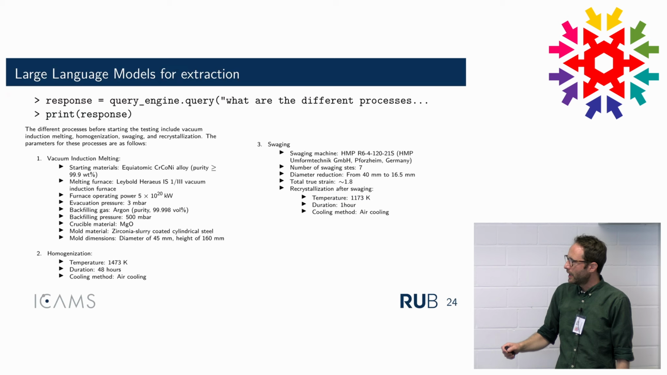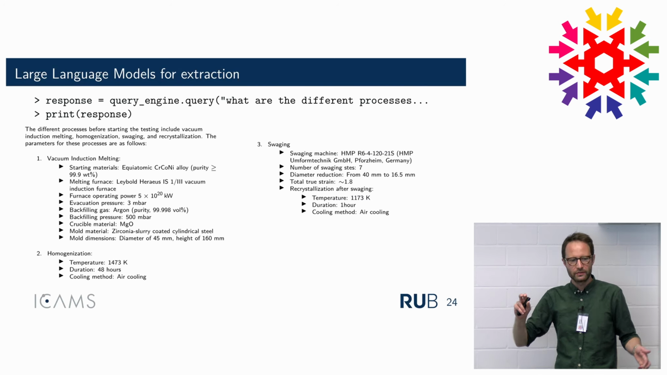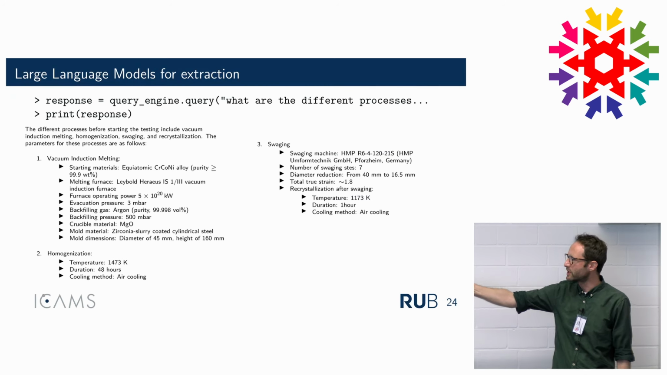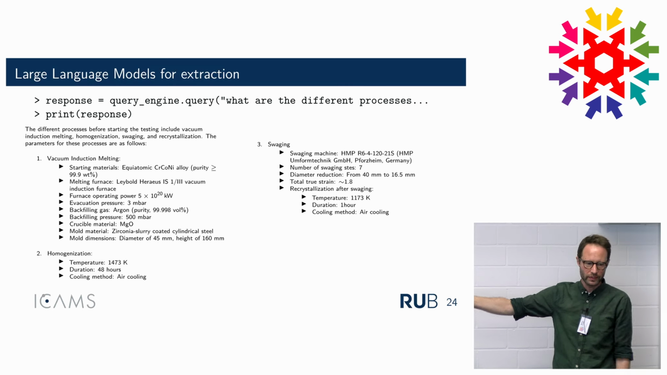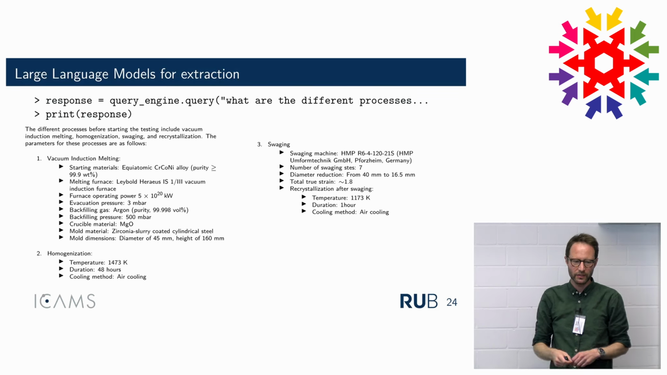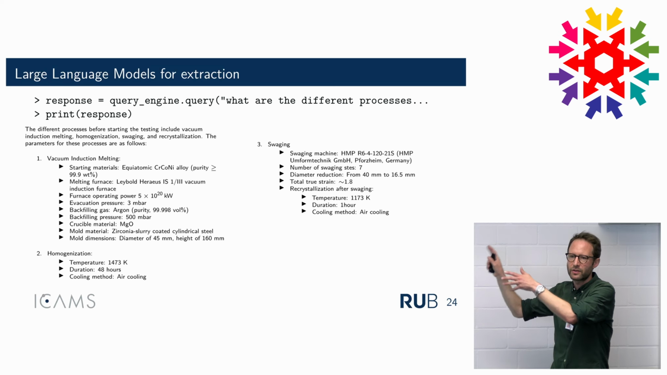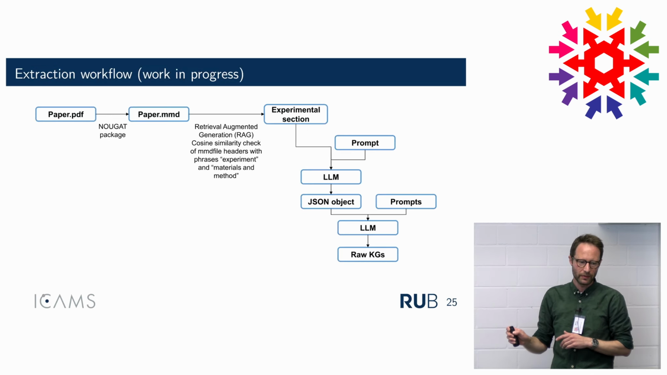And we're developing methods for large language models, which we loosely call a query engine with prompting, where we can ask what the different processing parameters and processing stages are in this, and then we get a response. I've reformatted this, but this is the actual output of such a query. The LLM says, okay, there's a process called vacuum induction melting with some properties, then homogenization with some properties, and then swaging. You can put on your glasses for material science and say, but these are not the different processes and so on. But you start getting something.